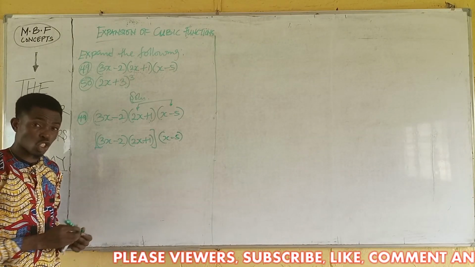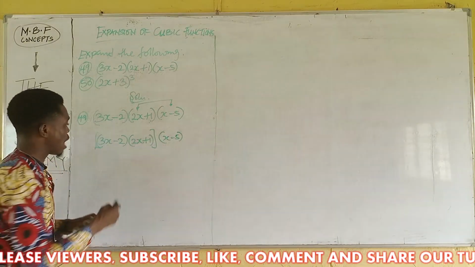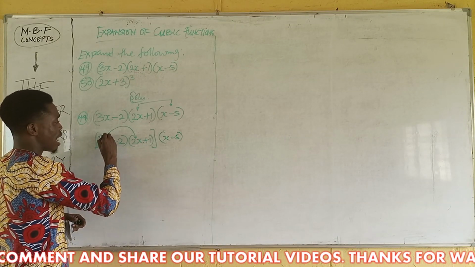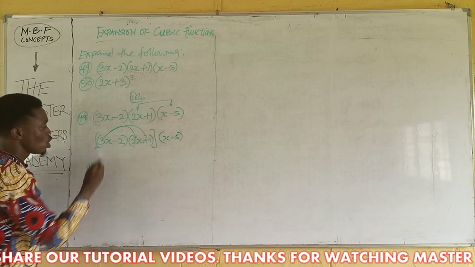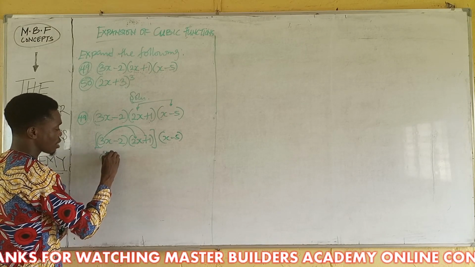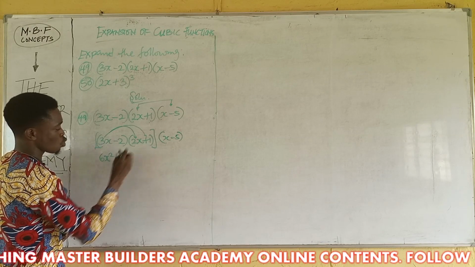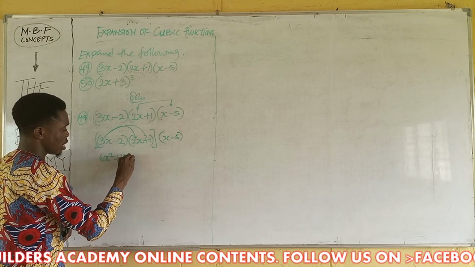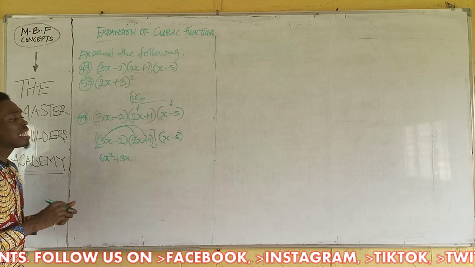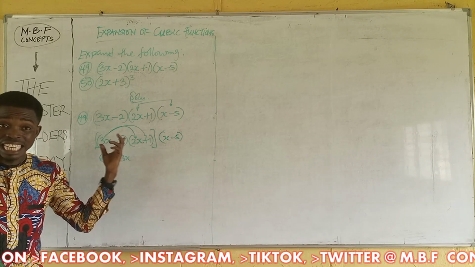Now in this case, we are going to use our short method of expansion. Now to expand this, we are going to use this first term to multiply the first term here and also multiply the last term here. So 3x times 2x, guys, we are going to have 6x squared. And 3x times plus 1, we are going to have plus 3x. We are done using the first term to multiply the 2 terms in the last 2 brackets.